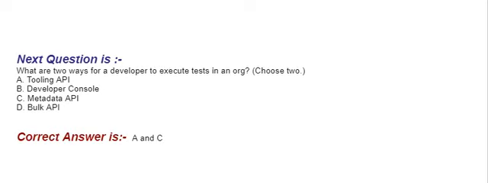Coming to the next question. What are two ways for a developer to execute tests in an org? Choose two. Option A, Tooling API. Option B, Developer Console. Option C, Metadata API. Option D, Bulk API. Correct answer is option A and C.